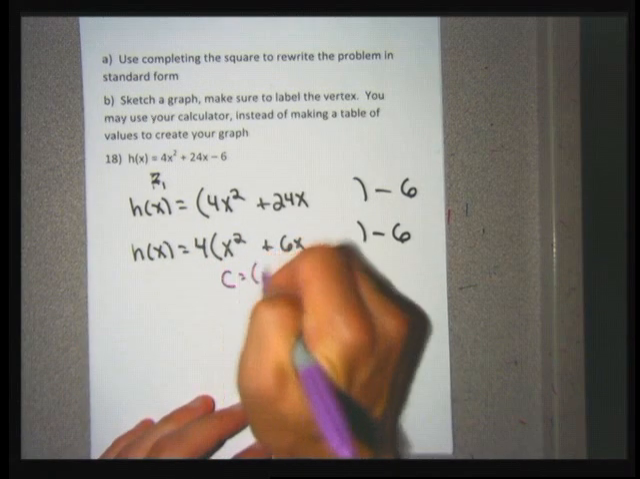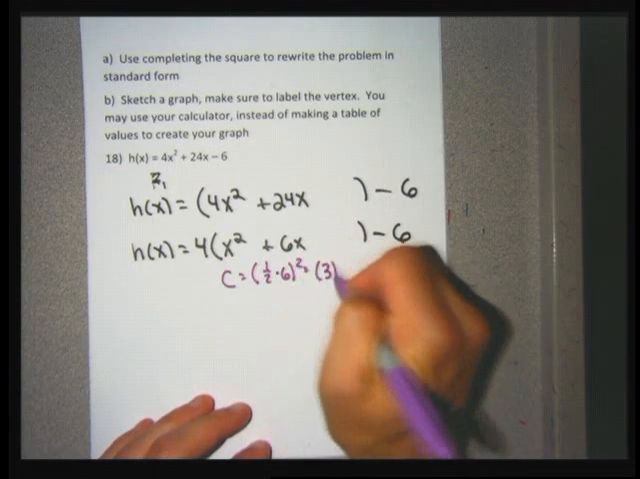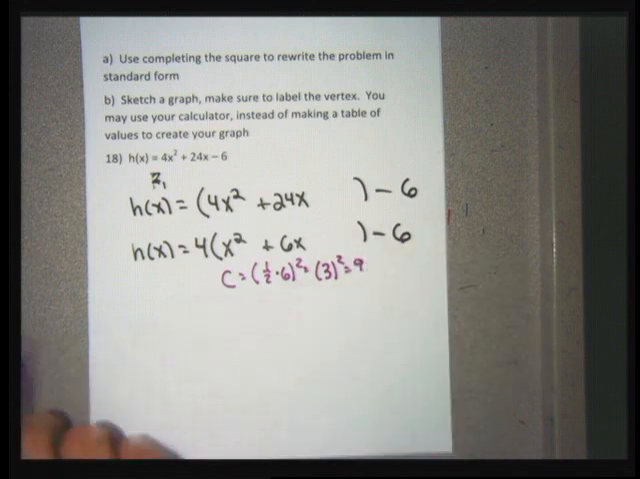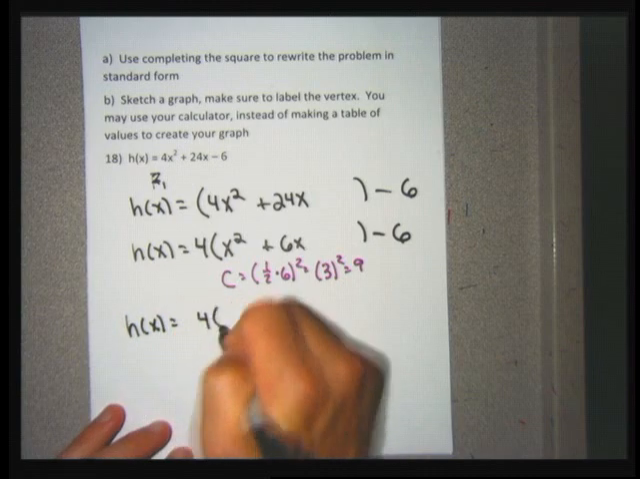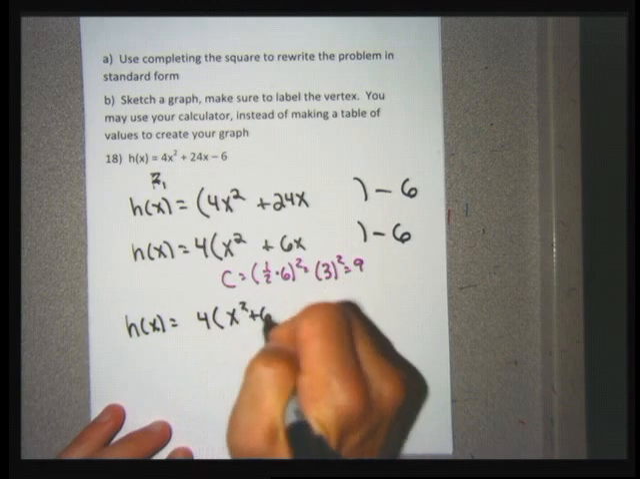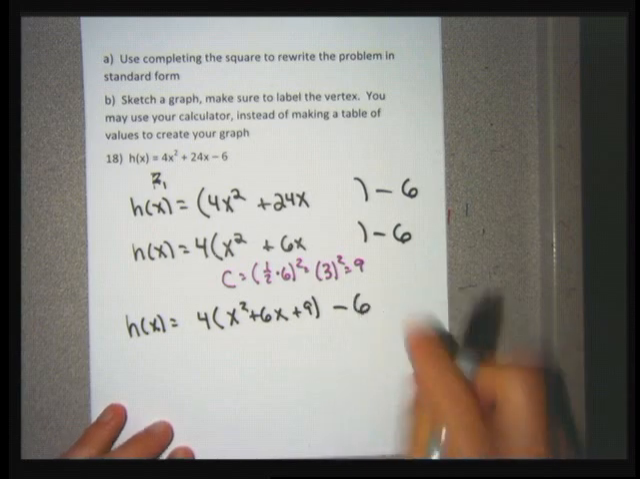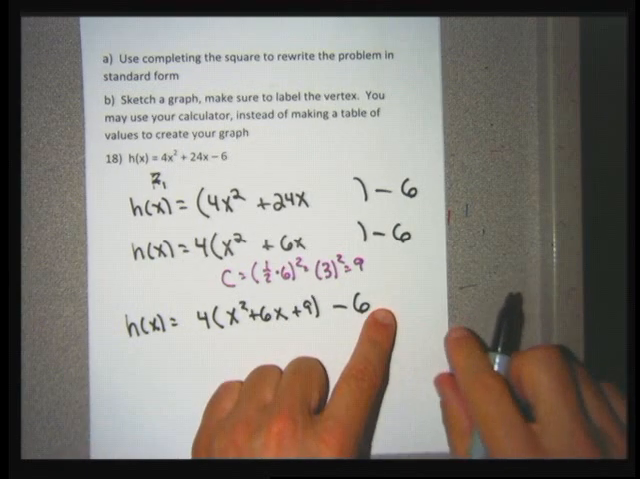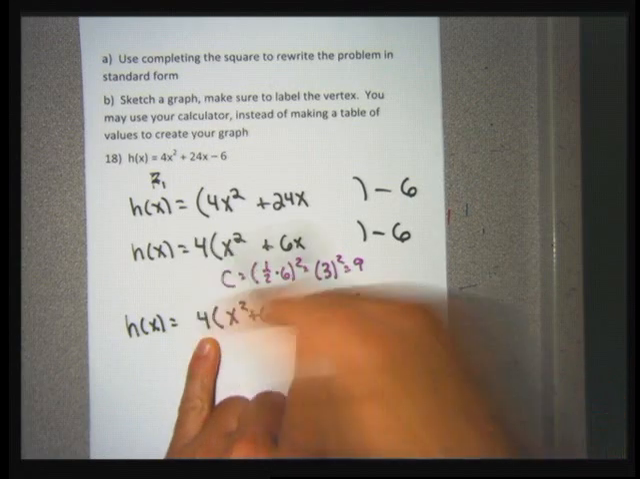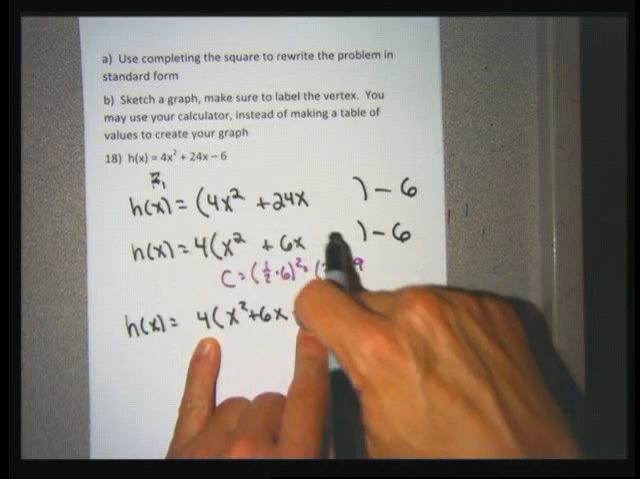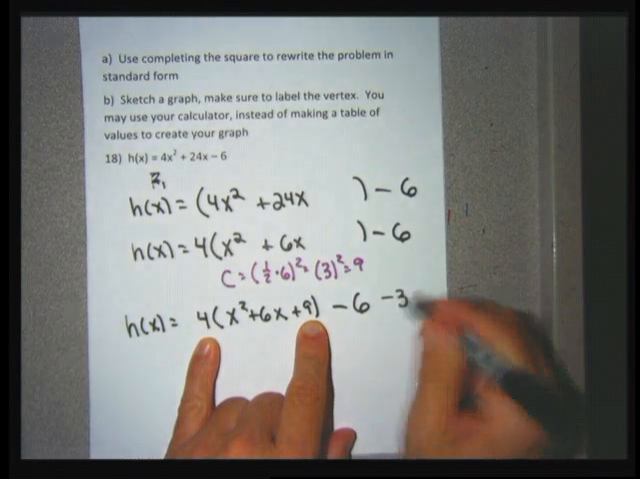C is going to be half of 6 squared. Half of 6 is 3. 3 squared is 9. So I'm going to go h of x equals 4 times x squared plus 6x plus 9 minus 6. I'm not going to put a minus 9 next to the 6 because I really didn't add 9. This 4 would distribute to the 9, and 4 times 9 is 36. Because I, in hiding, added 36, I'm going to subtract 36.